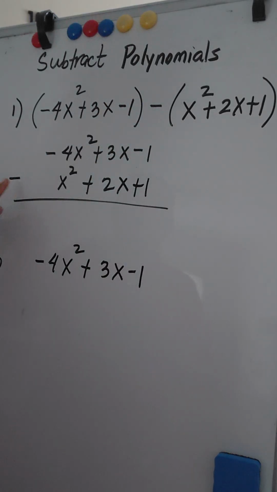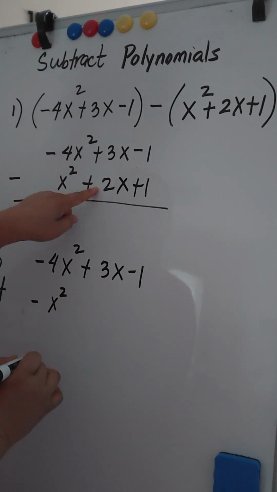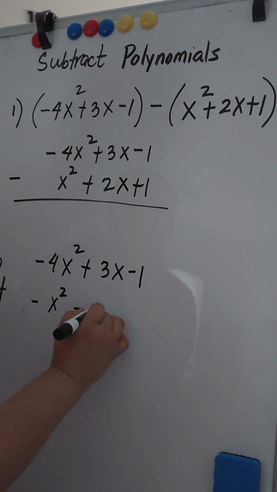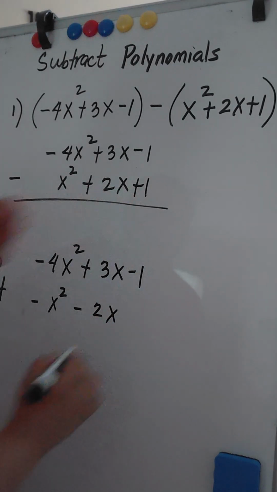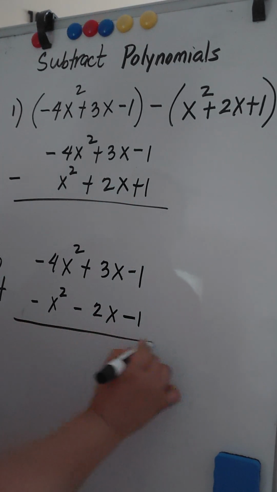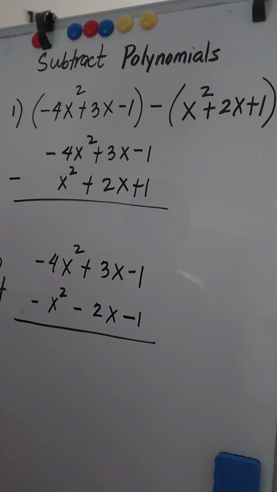Change subtraction to addition, so this will become plus. Get the opposite of the sign of all the subtrahend. So this will become negative x squared, and this will become negative 2x, and this will become negative 1, and then add. Okay? So there's a little twist in subtraction, but it's the same way we did in subtracting integers.